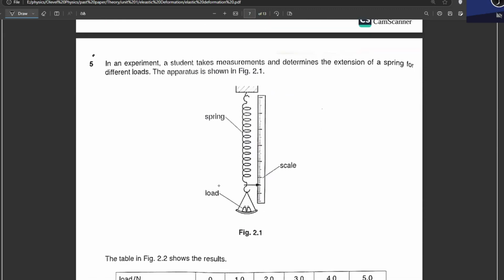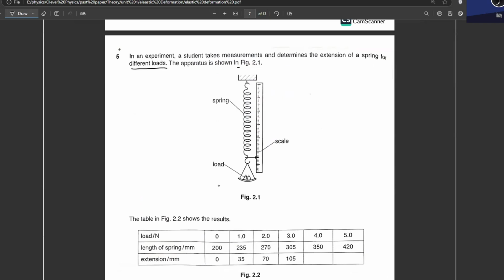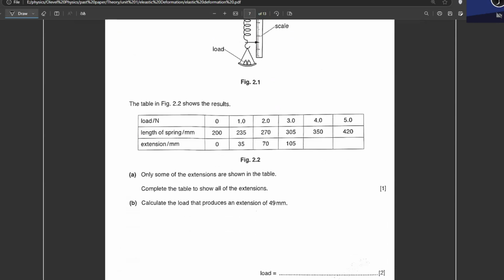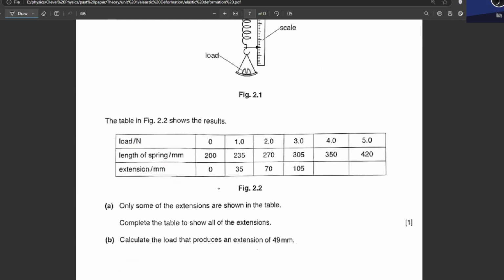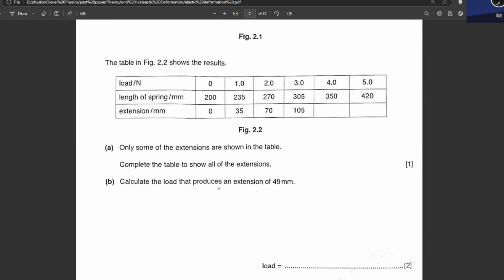In an experiment, a student takes measurements and determines the extension of a spring for different loads. The apparatus is shown in figure 2.1. Only some of the extensions are shown in the table. Complete the table to show all the extensions. We have to complete the table to show all the extensions. So let's examine the table.